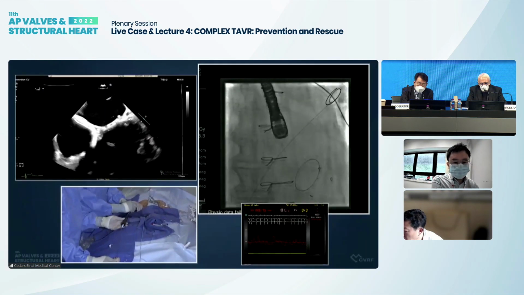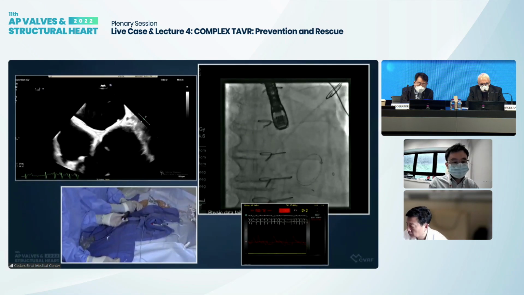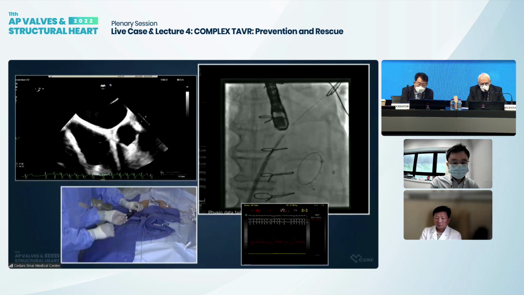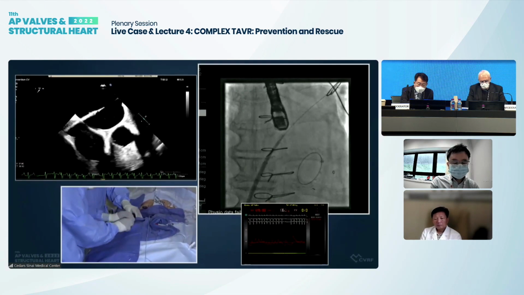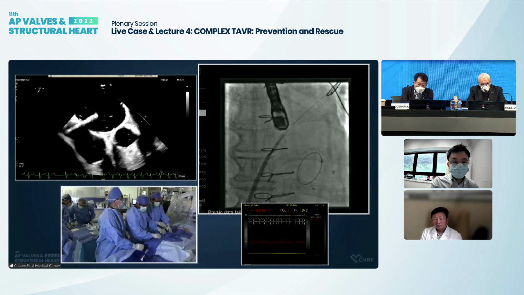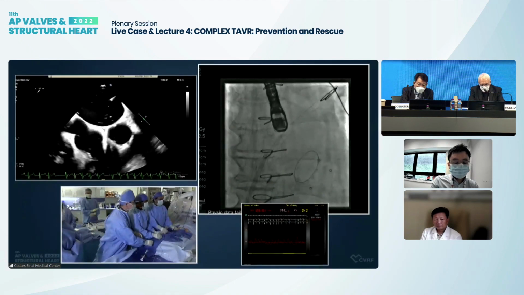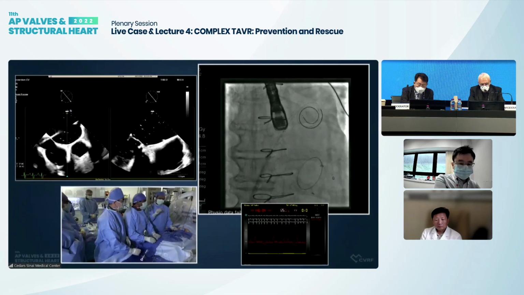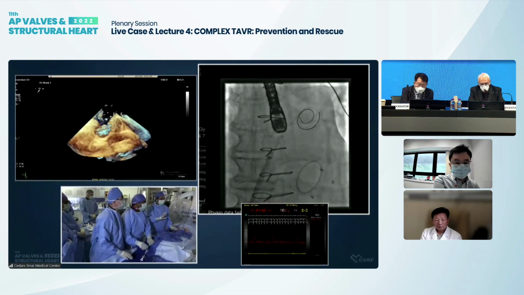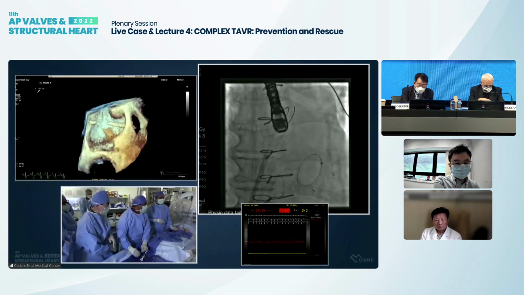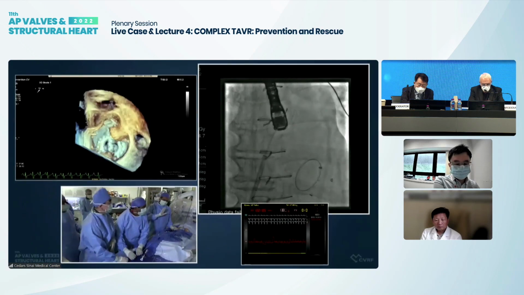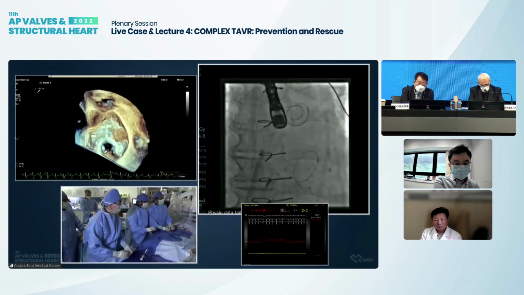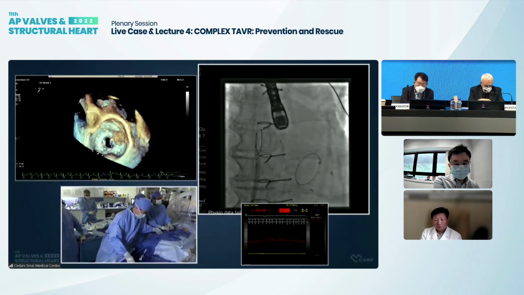Any comments about the transseptal puncture? Is this what you always do when you do a valve-in-ring or valve-in-valve mitral? Yes. Essentially, you want to be inferior and you want to be posterior. That gives you the best trajectory. When you're high, your catheter has to go up and then come down, and I think that's a little bit of a problem.